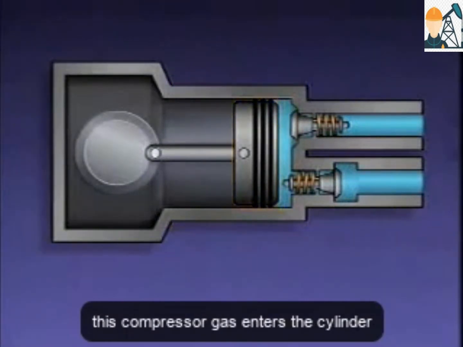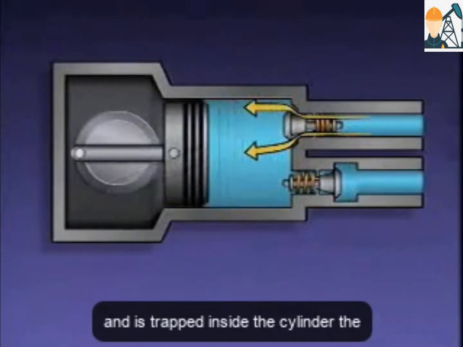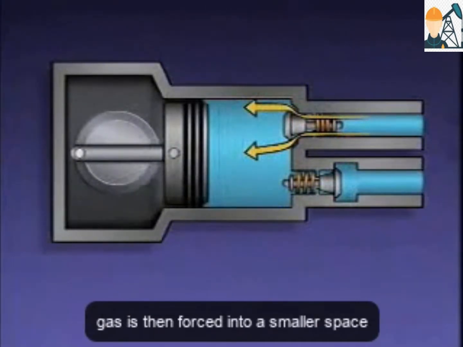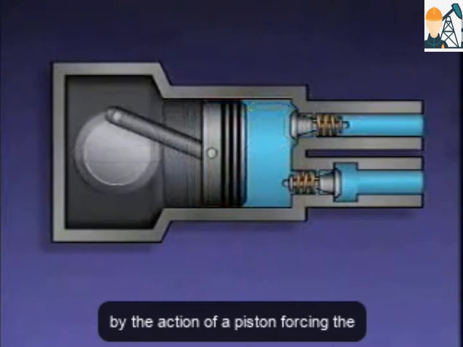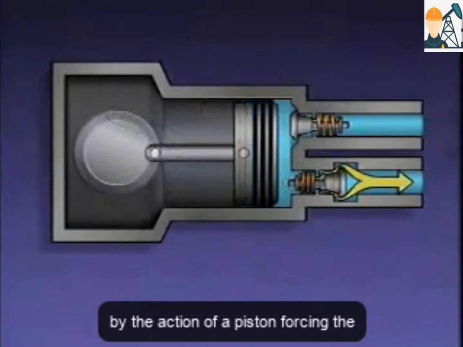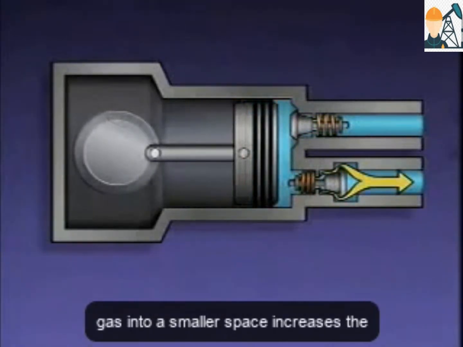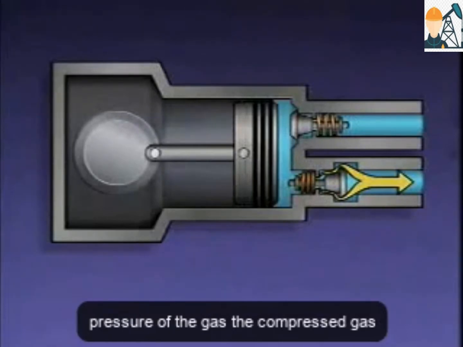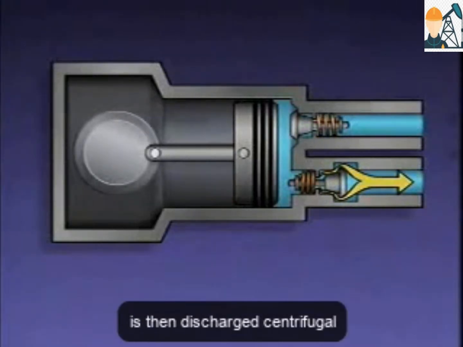In this compressor, gas enters the cylinder and is trapped inside the cylinder. The gas is then forced into a smaller space by the action of a piston. Forcing the gas into a smaller space increases the pressure of the gas. The compressed gas is then discharged.